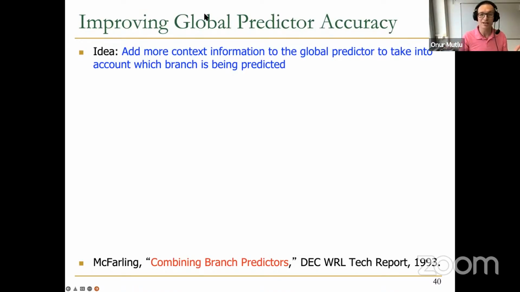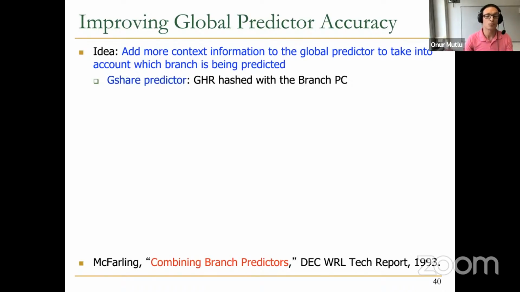In Pentium Pro, actually, they used the program counter to index into different pattern history tables based on the program counter. So you added some more context information in Pentium Pro. And there are different ways of adding context information to take into account which branch is being predicted. And that's the idea, basically. If you add more context information and supplement the global history register with that context information, we can actually make a better prediction.